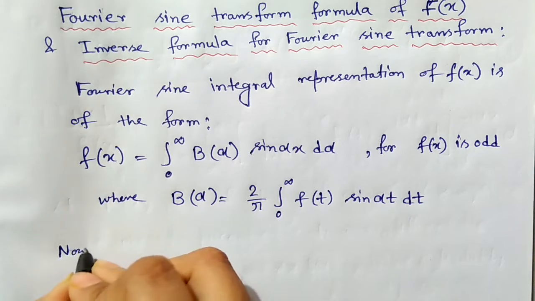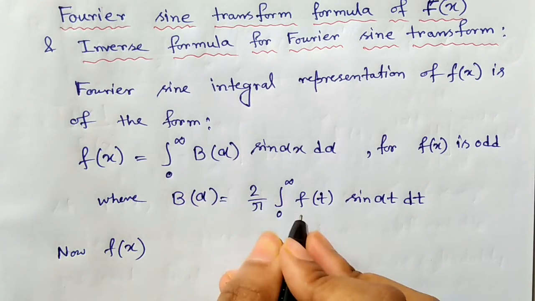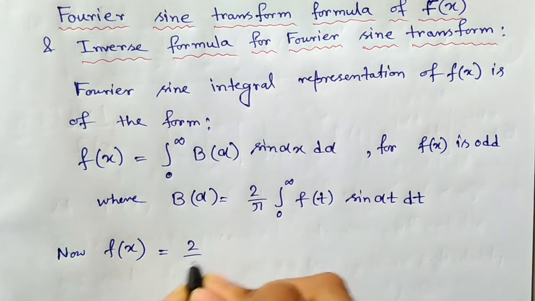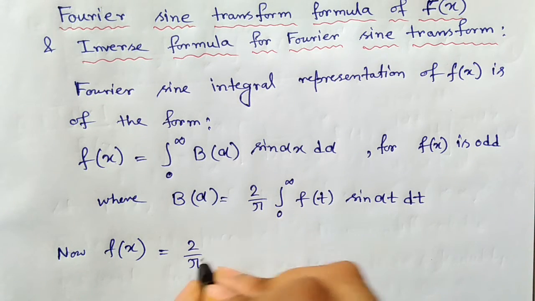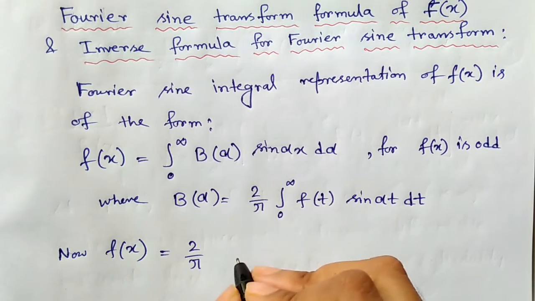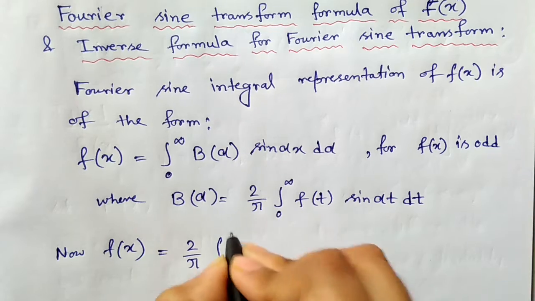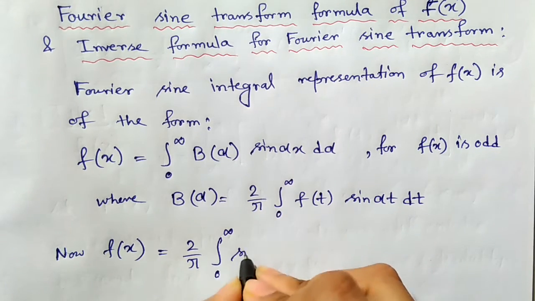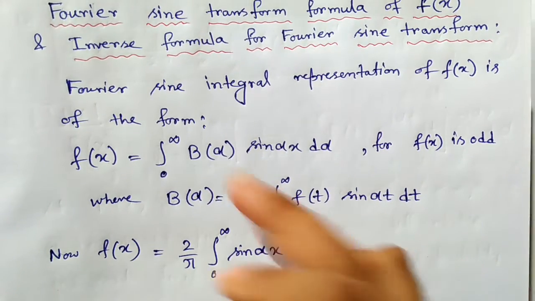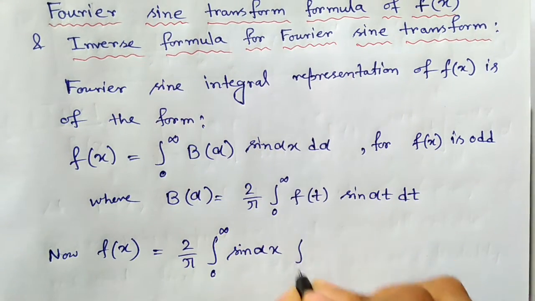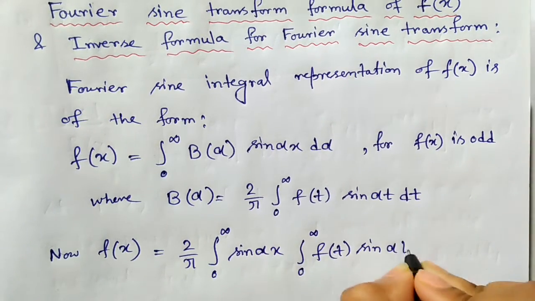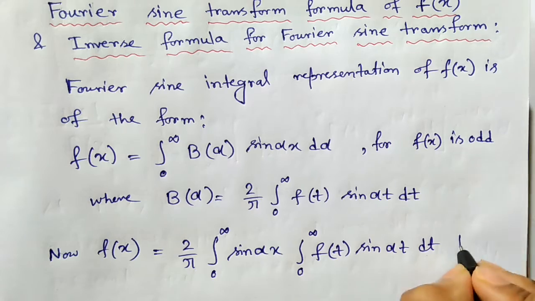Now we just put this value in here, so we get f(x) equal to 2 by pi. I write this constant term outside of the integration, then 0 to infinity sine alpha x, then I put this value, that is b(alpha), integration 0 to infinity f(t) sine alpha t dt, then d alpha.